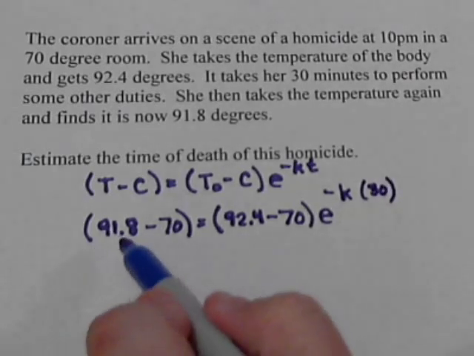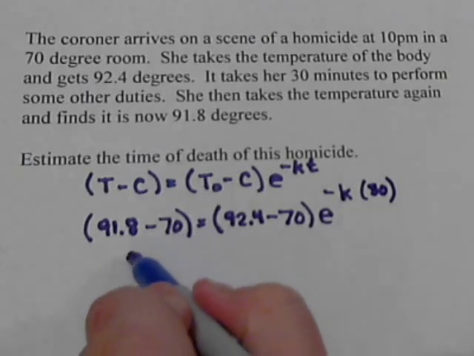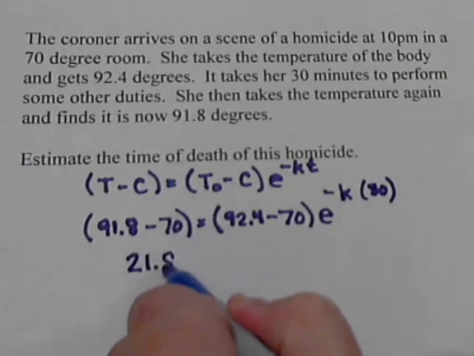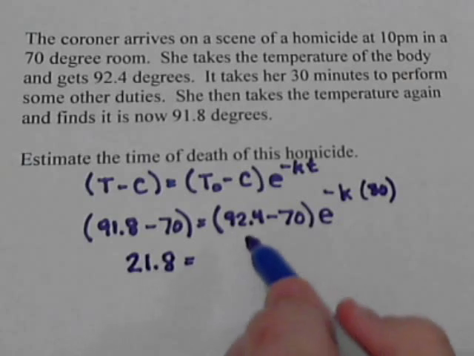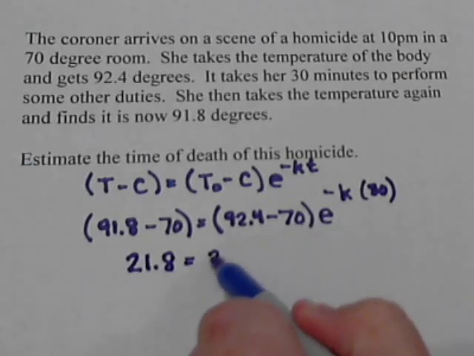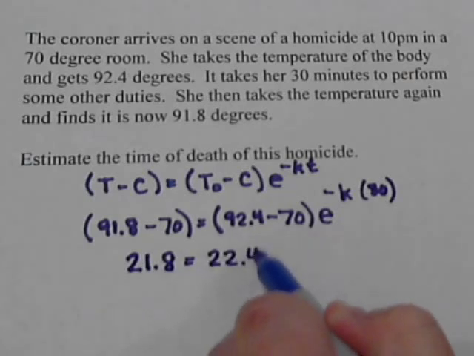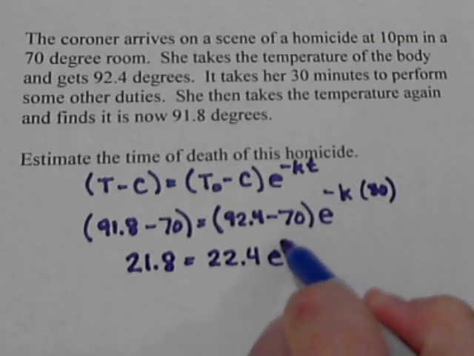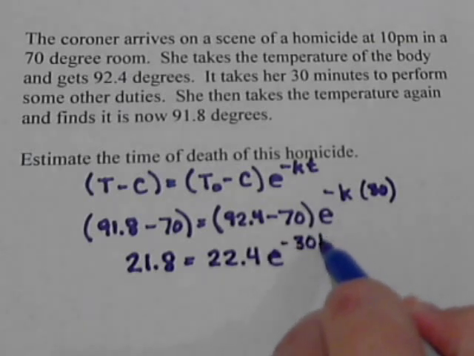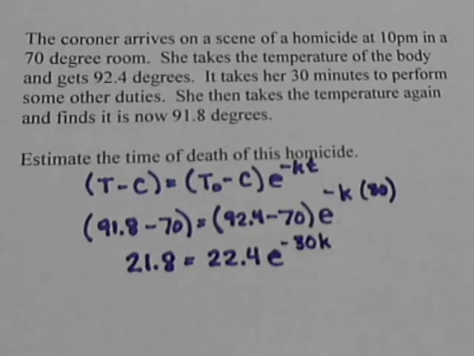So if we start subtracting, 91.8 minus 70 leaves us with 21.8. 92.4 minus 70 leaves us with 22.4. Then e, and I'm just going to put the 30 in front of the K because we're used to seeing the number in front of the variable.